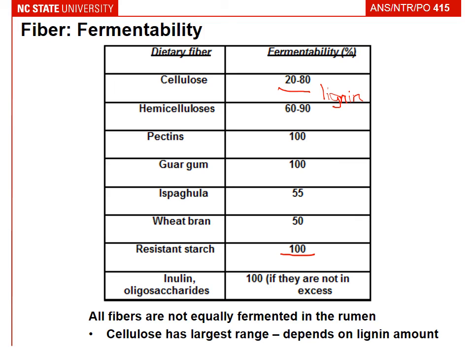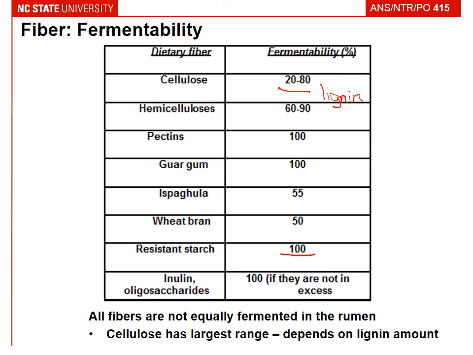So the greater the lignin, the less fermentability of the cellulose. If you had, for instance, tree bark, you're going to have about 20% compared to freshly cut alfalfa, which is going to be around 80%. Our hemicelluloses are between 60 and 90%, and a lot of this has to do with the fact that some of the hemicelluloses are soluble, some are insoluble. Pectins, a soluble fiber, are 100% fermentable. Guar gum, soluble fiber, 100% fermentable.